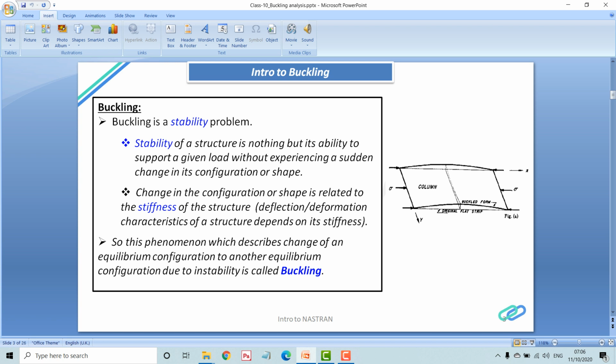One has to understand that this buckling phenomenon is directly related to the stiffness of the structure. The stiffness of the structure is related to its equilibrium configuration and the deflected shape. So this phenomenon of instability, which is the tendency of the structure to change its equilibrium configuration all of a sudden, or the shape of the structure under a loading, is called buckling.